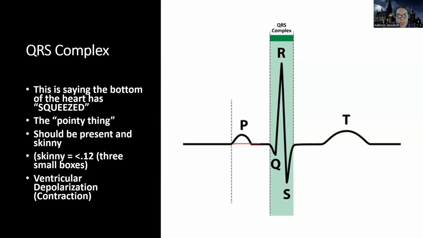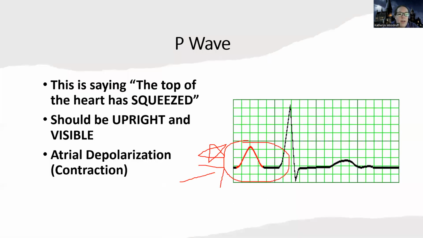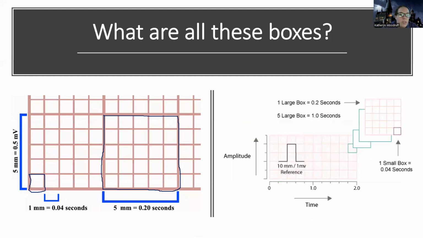But getting back to the QRS, we definitely want these. What they should look like is they should be present. That's most important. And it should be skinny. Here's one thing I do want to tell you. When I say skinny, it goes back to that thing I was saying about the boxes. The normal is those three small boxes. So bringing you back to this first slide, a QRS should not be bigger than, I think blue is the color I had, this dark blue. It shouldn't be more than like three of these boxes.